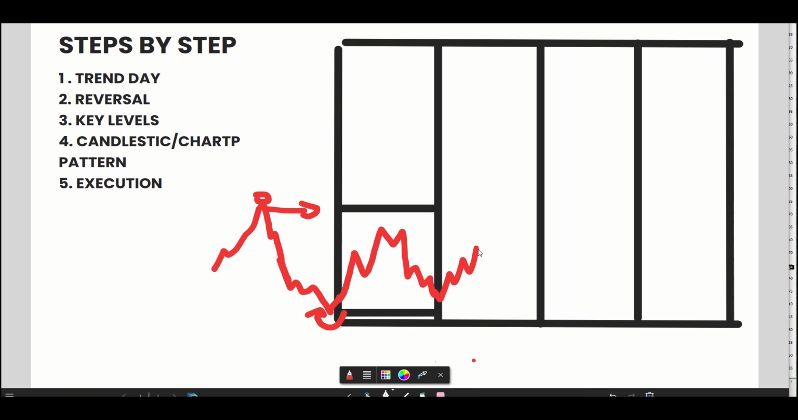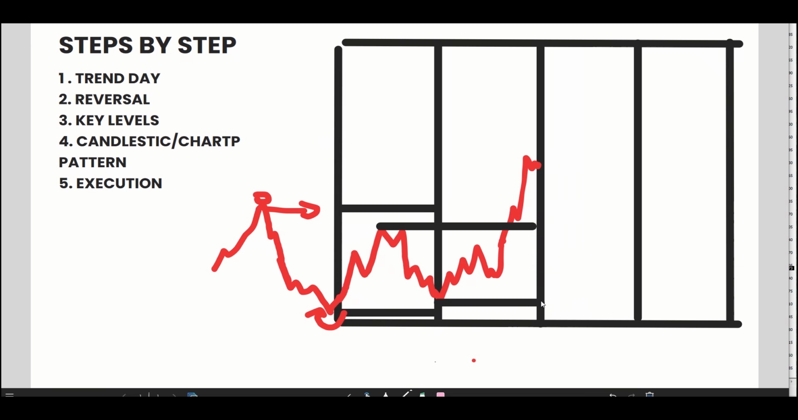However, if the following day they do something like this, okay, sorry, they do something like this and they go all the way to the top, okay? So now what do we have? We have yesterday's high here, right? And then we have yesterday's low here, okay? Yes, we're gonna use the closing price as well, okay? But yesterday's high and yesterday's low.